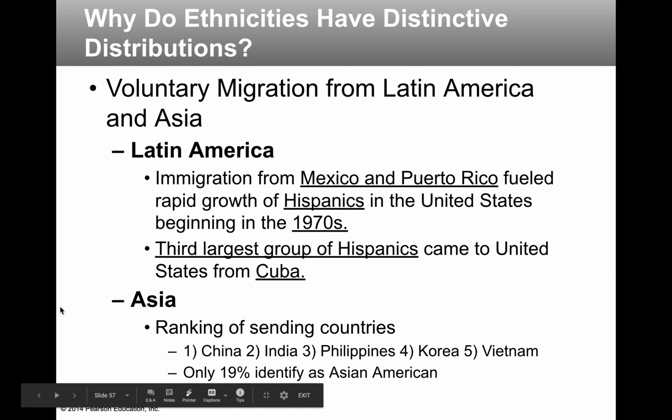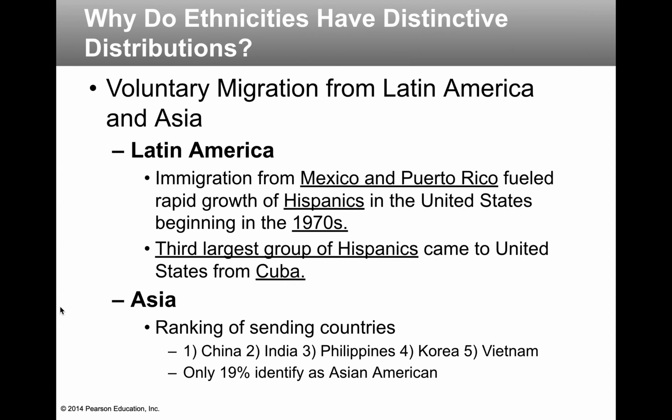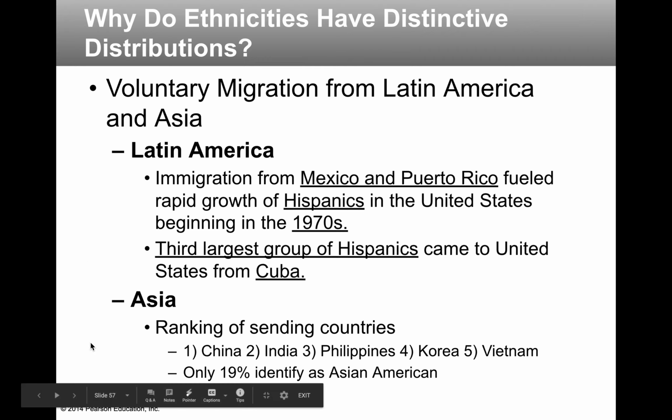We look at voluntary migration patterns, and we see Mexicans and Puerto Ricans, the two nationalities that are found under the Hispanic ethnicity, migrating as the largest groups. And then the third largest would be forced migration from Cuba as refugees because of political persecution.